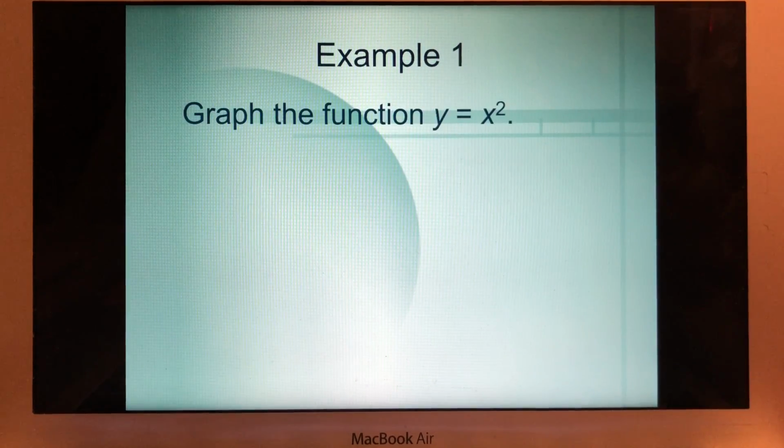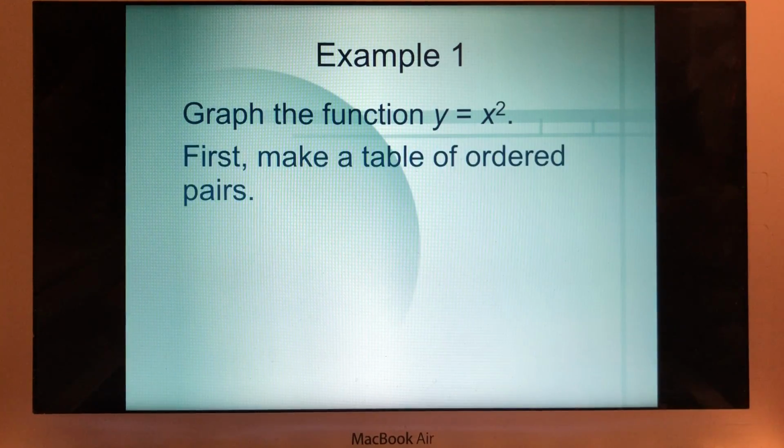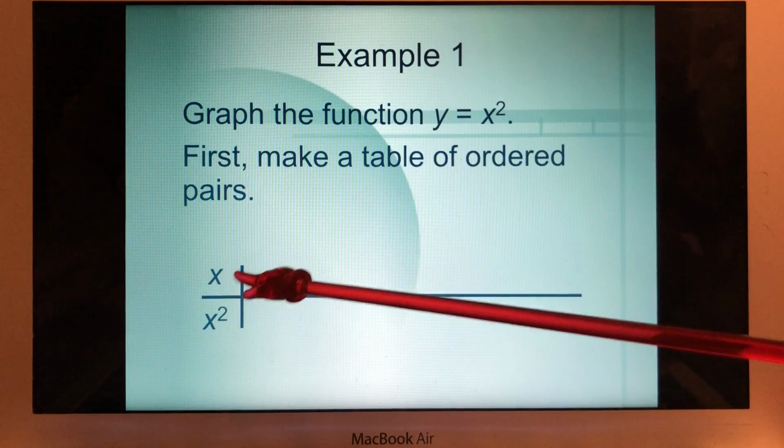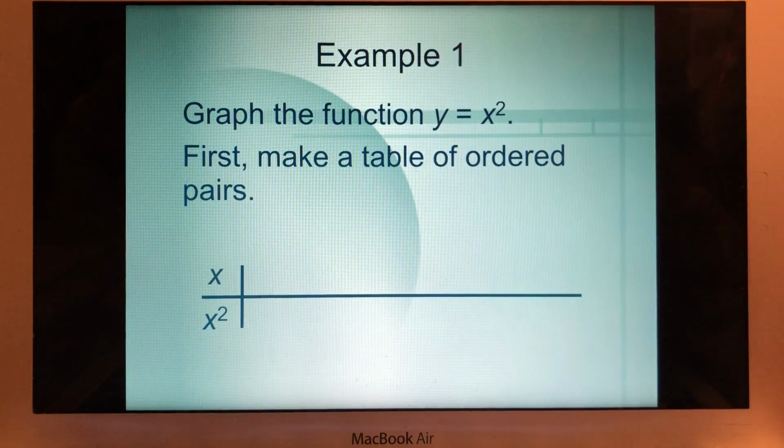Now, let's take a look at an example here. Example 1 says graph the function y equals x squared. So basically, you can make a table, and in your table, you're going to put in the ordered pairs, x and then x squared. And you can just randomly select several values for x, and then x squared, you calculate.